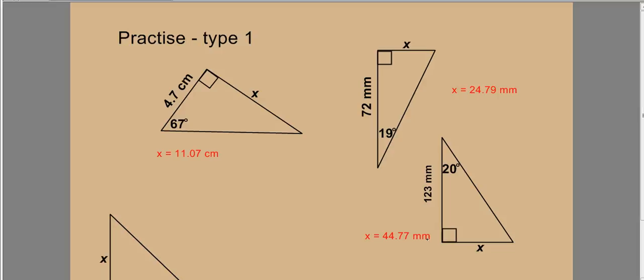What's that you say? You got 44.76? You didn't round correctly. And that looks pretty good as well. That's a fairly small angle, so it's going to be over a relatively small side.